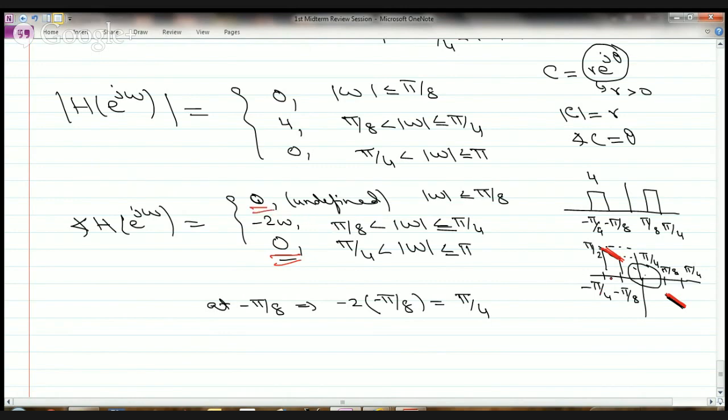0 due to this region. And again, if you want to find the values at pi by 8, the value is -2 times pi by 8. So it will be minus pi by 4. So this point will be minus pi by 4. And similarly, this point will be minus pi by 2.